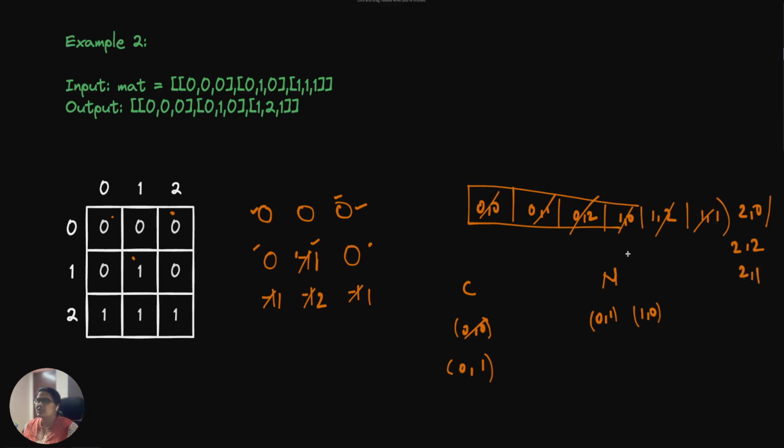Now when you pick up 2 comma 0, all its neighbors are processed, there is nothing to do. For 2 comma 2, all its neighbors are processed, there is nothing to do. For 2 comma 1, all its neighbors are processed, there is nothing to do. So this is our result. The result is 0 0 0 0 1 0 1 2 1.